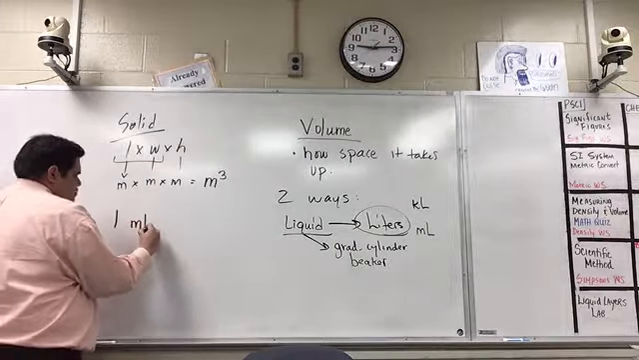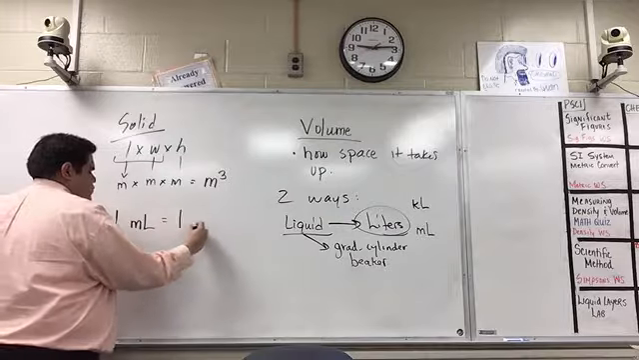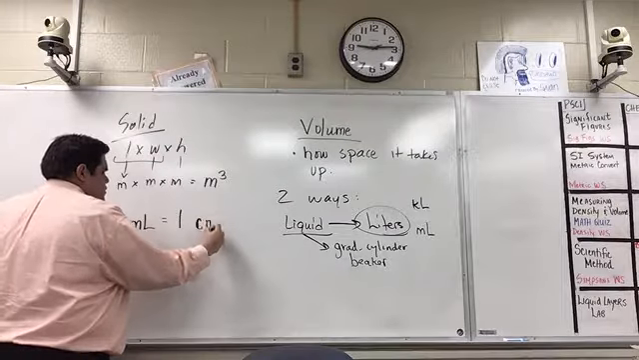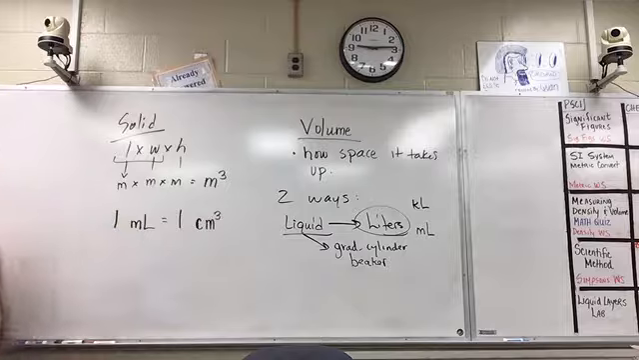Okay? Here's something you need to know. 1 milliliter is equal to 1 centimeter cubed. All right? You need to know that. So I'm letting you know. You might want to write that down. I don't know if it's on your paper or not. Okay? But you definitely need to know that 1 milliliter is equal to 1 centimeter cubed.